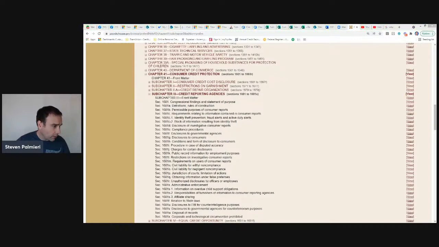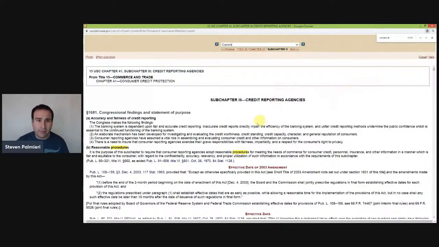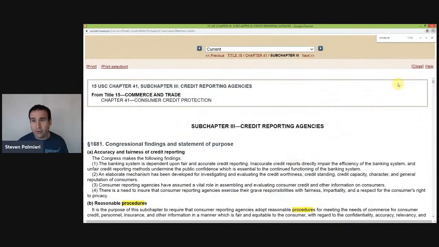I want to take a look here at the FCRA. This is the entire FCRA I've got pulled up here, and we'll enlarge it for a minute. I've got this little search box here, and you can see I've searched for the word procedure. In the entire FCRA, the word procedure shows up 58 times. If you think that's a lot, wait till we look at how many times the word information shows up, okay?